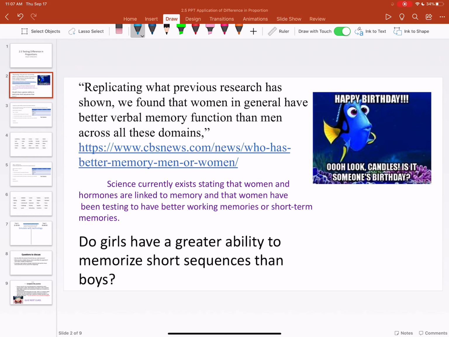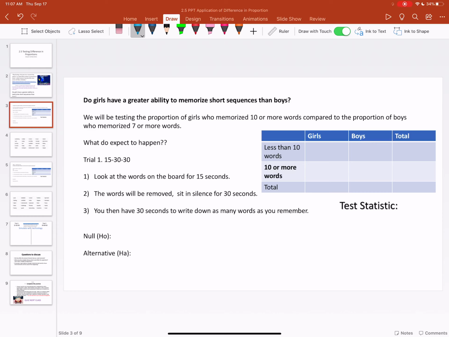So what we're going to do in class here, if you're at home watching this, I would suggest giving this a try and timing yourself and seeing what's going on here. But the more important part is I wanted you to see the simulating with technology piece of it, because that's what you're going to need for your investigation. So our question of interest states, do girls have a greater ability to memorize than boys?